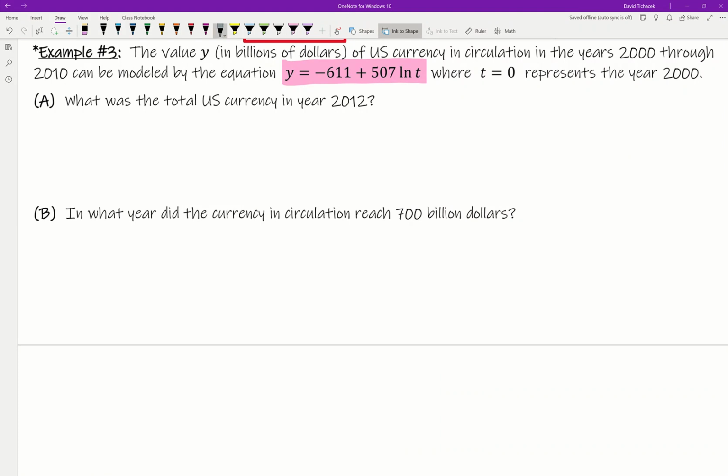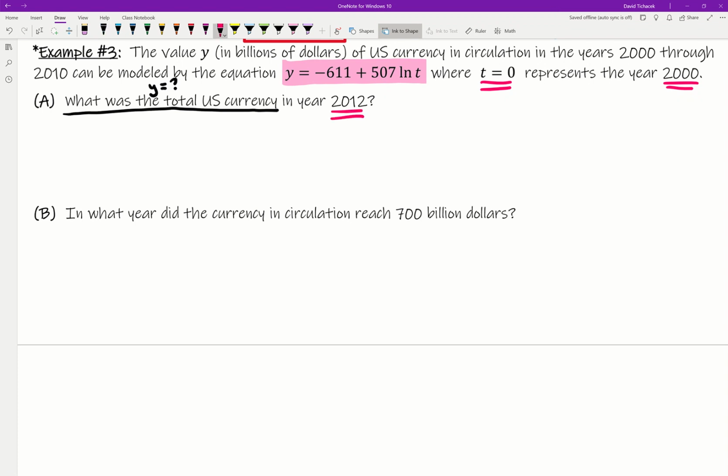And then they do a further little bit of explanation here, and they tell us that t equal to 0 corresponds to the year 2000. And so in part A, they just say, what was the total U.S. currency? So in other words, if we're translating that, when they're asking what is the total U.S. currency, they're asking for the dollar amount. So they're asking you what is y in the year 2012.